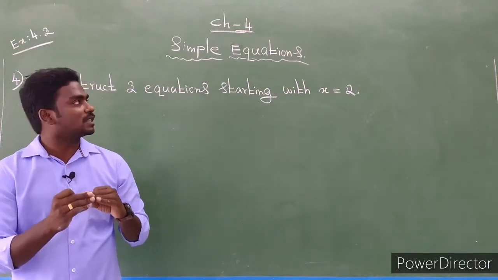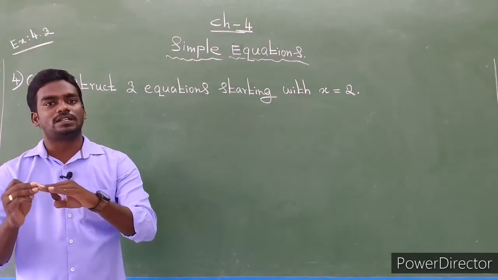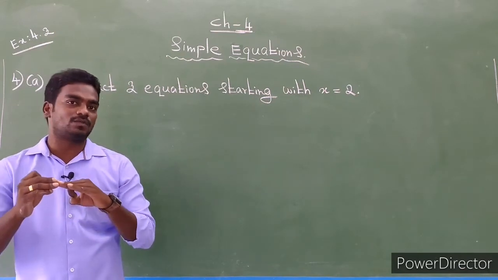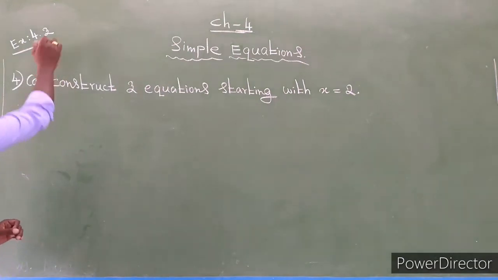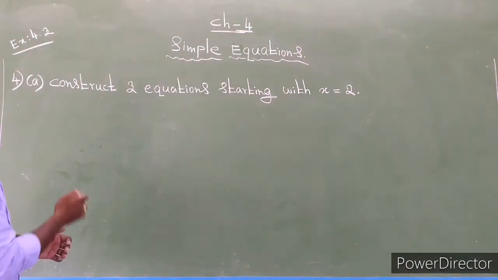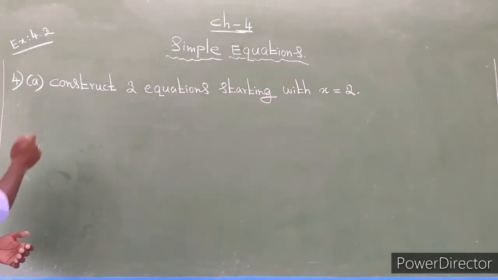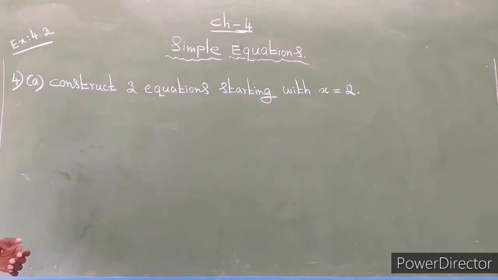What is our third method to solve a simple equation? Our third method is the important method. What is that? Transposing method, right? So see our exercise 4.3. We already finished up to our third pattern. Now what is our fourth pattern?